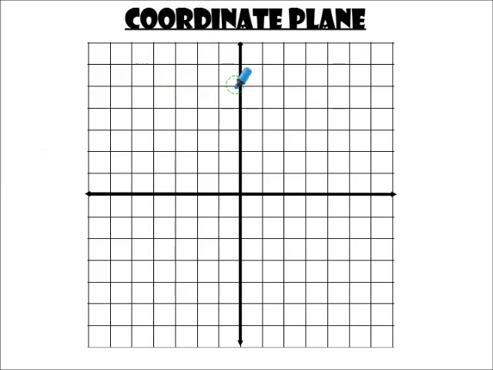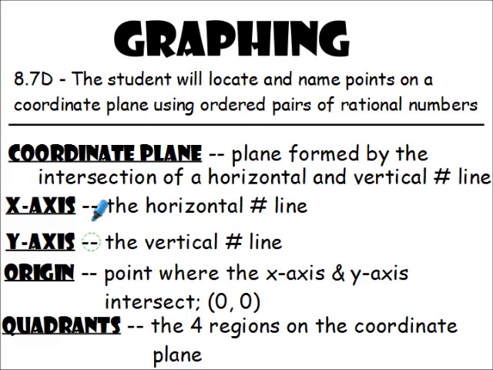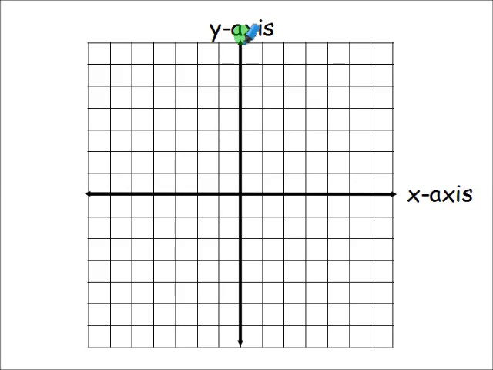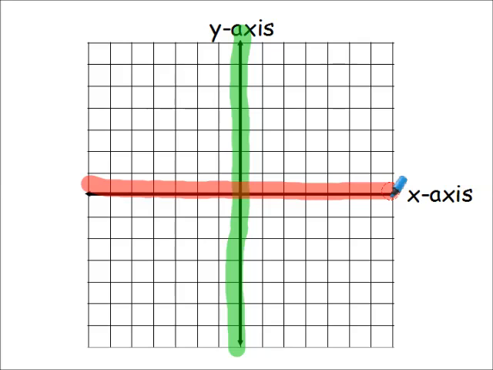So here's the coordinate plane. We have a vertical number line which runs up and down and a horizontal number line which runs from side to side. The horizontal number line is called the x-axis. And the vertical number line is called the y-axis, as seen here. So we have the y-axis which runs up and down. It's the vertical number line, and the horizontal number line which runs side to side, which is called the x-axis.